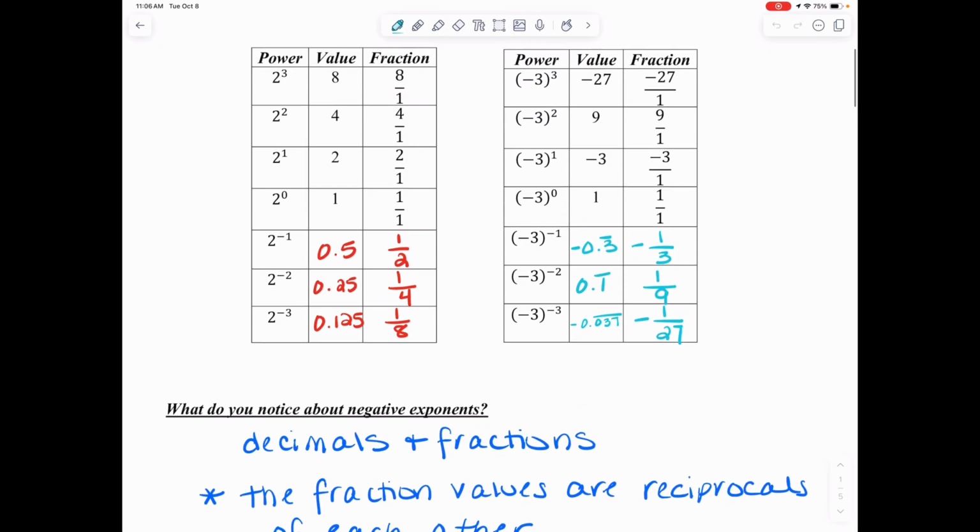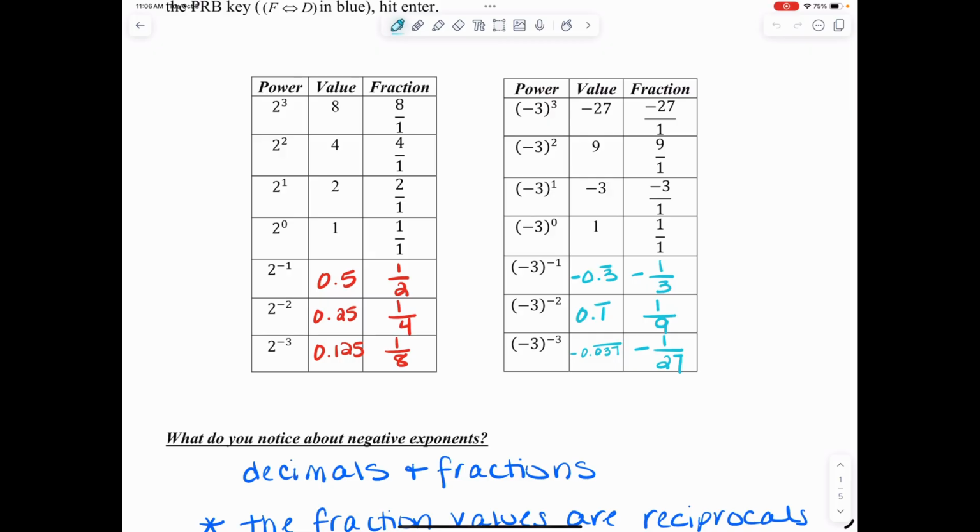And if you look at the rest of the table, this holds true the whole time. So if I look at this, do you see that 2 to the positive 2 is 4 over 1? But 2 to the negative 2 is 1 over 4. 2 to the positive 1 is 2 over 1. 2 to the negative 1 is 1 over 2. The answer is just flipped.